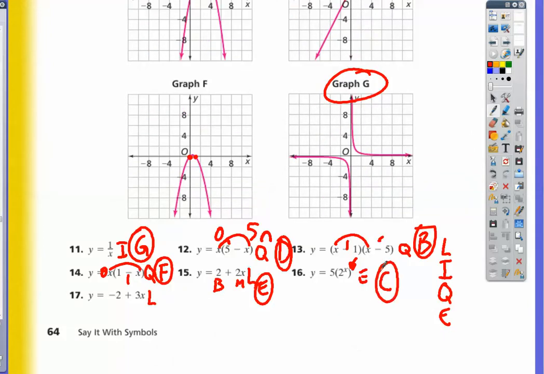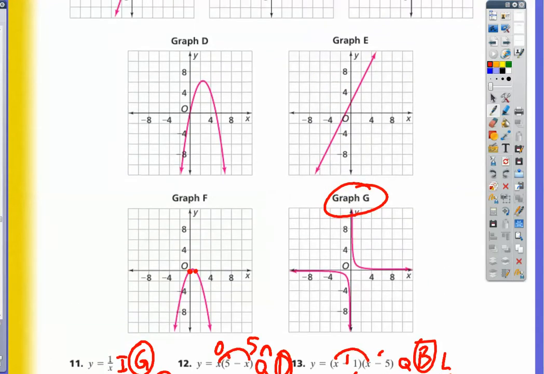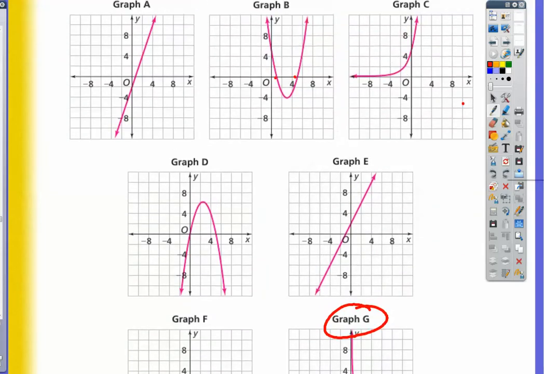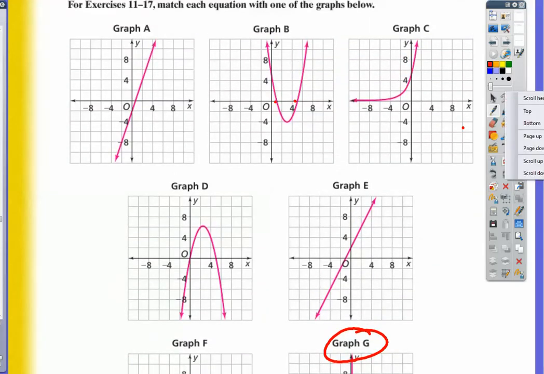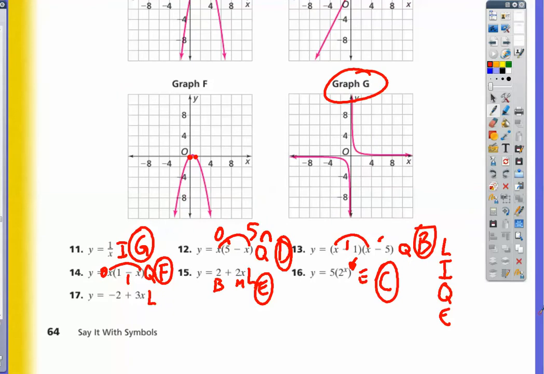Now, obviously, from process of elimination, you know that 17 is going to be the only one we haven't matched yet, which is going to be graph A, and the y-intercepts match at negative 2. So this is going to be A. So the key here is to discover what kind of relationship each equation is, find the important points, in this case really the y-intercept and the x-intercepts, and then you're pretty much good to go.